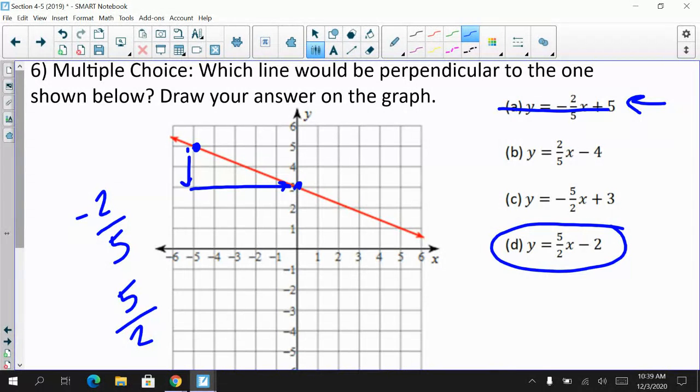You need to pause this, go back and watch that again. If I'm talking too fast, watch it a couple times. We're going to graph this now. Negative 2 is my y-intercept. And I go up 5, 1, 2, 3, 4, 5, and over 2. And I graph my line.